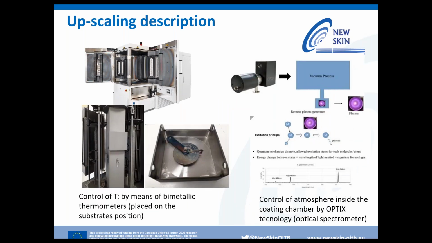Another modification that we have done is to introduce a control of the temperature for the unit, because it's a very important parameter when you produce coatings with magnetron sputtering. In this case, we have a passive method, using metallic thermometers that we have placed at the substrate position. After the coating process, we can know the maximum temperature applied during the process.